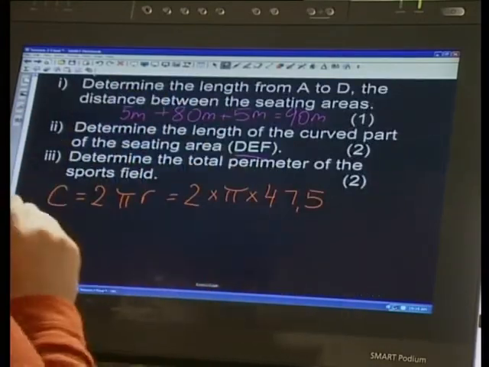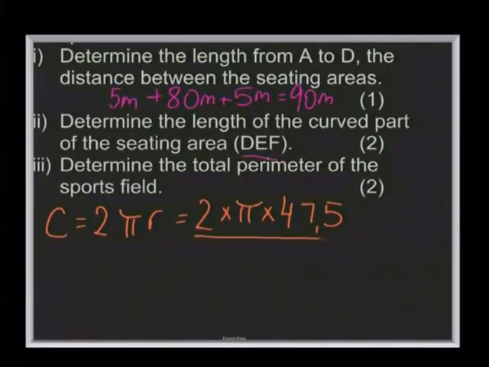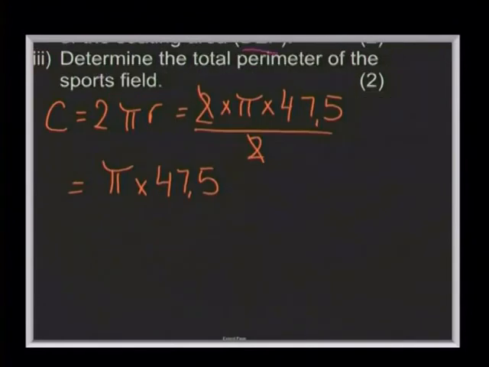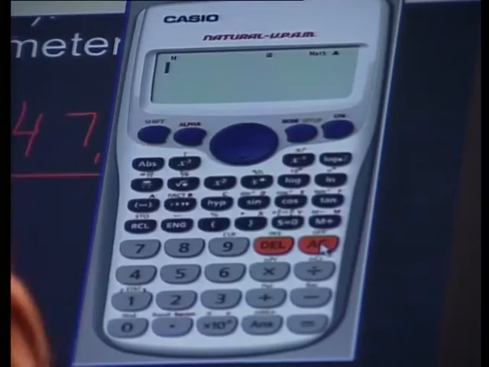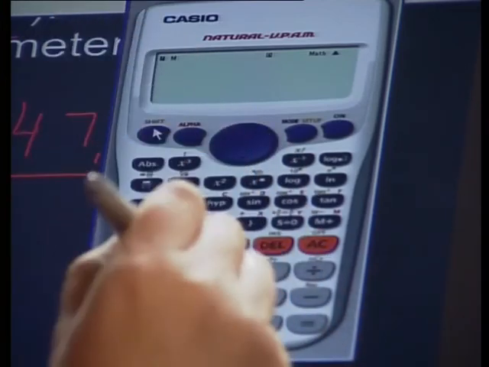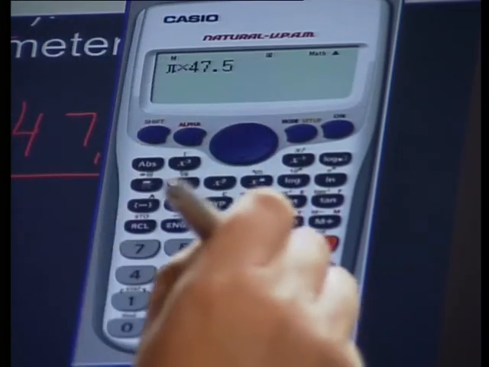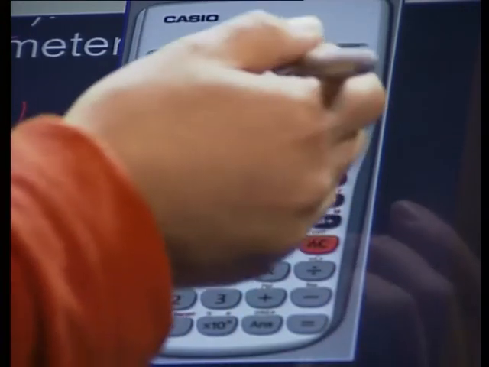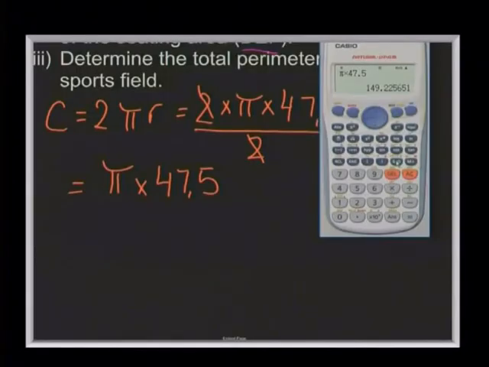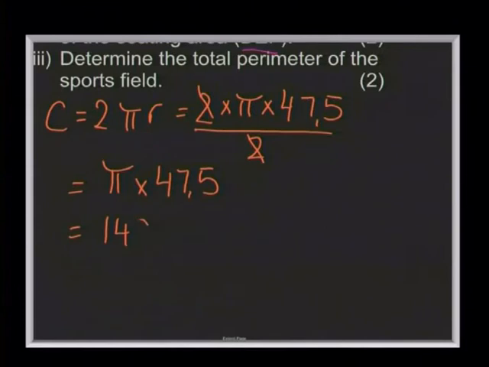So how am I going to deal with that? Well, I'm going to take my formula and basically divide it by 2. And what ends up happening is my 2's actually cancel. So on my calculator, I can just type in that it is pi times the radius. Let's do that on the calculator. And we see that the circumference of that seating area was pi times the radius, and it is 149,23. 149,23 what? 149,23 meters. One dimension. We're only dealing with perimeter.